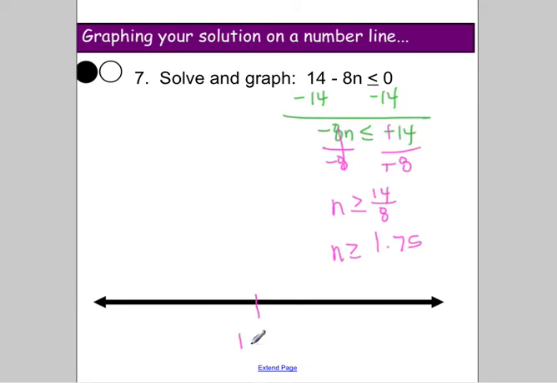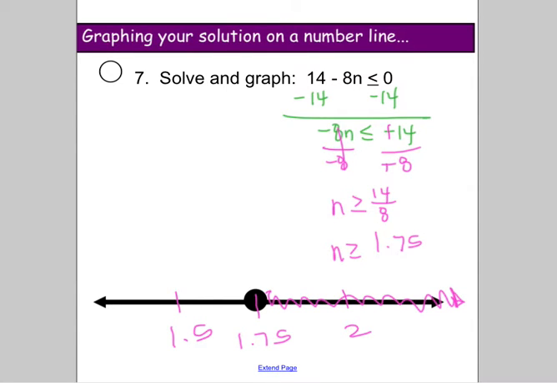And I'm just going to label this as 1.75. Okay. Open or closed dot? Well, it's equal to, so it's going to be closed. And then if I am greater than, to be greater than 0.75 would be to the right. Go to 2, 3, those are all bigger than 0.75, so shade to the right.